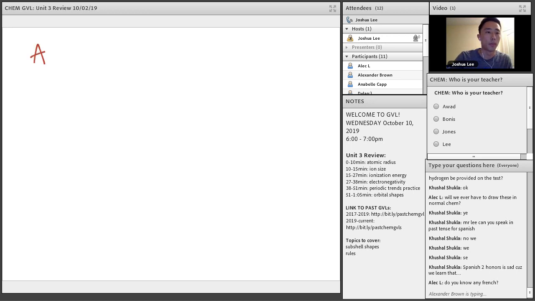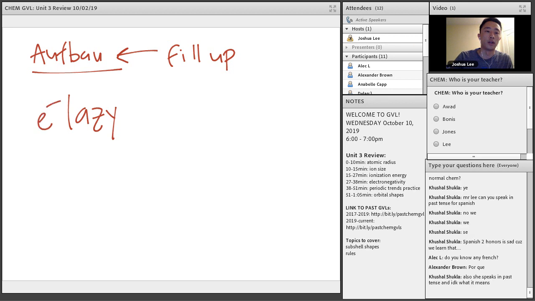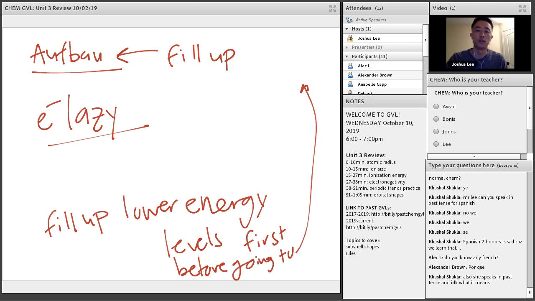Oh, the rules. Aufbau principle. Aufbau literally means in German to fill up. So now you think, all right, how do electrons fill up? This is the one where you could say electrons are lazy, so they want to fill up lower energy levels first before going to a higher energy level.